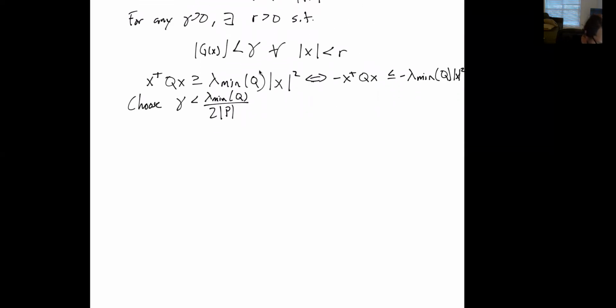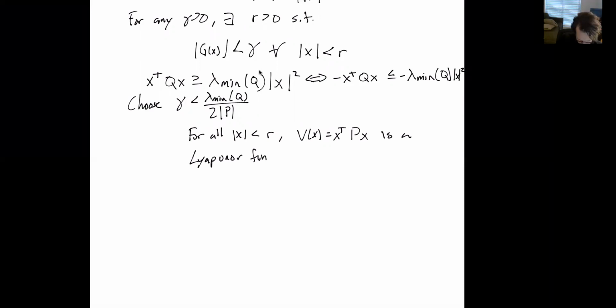Now, if we can do this, then we get that for all x with norm less than r, V of x equals x transpose P x is a Lyapunov function, which means it satisfies all of the conditions of a Lyapunov function for x dot equal to f of x.